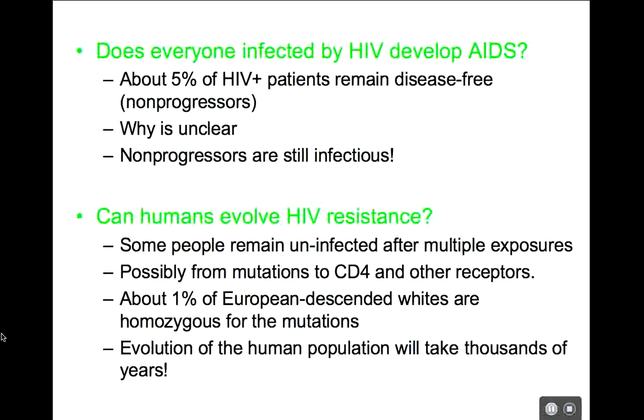Why that is, possibly some mutation to receptors, including CD4. That's what they're thinking. They did find one mutation for a gene that did protect against HIV exposure. And about 1% of European descendant whites are homozygous for this particular mutation, indicating that they cannot be infected by HIV. So about 1% of European descendant whites.